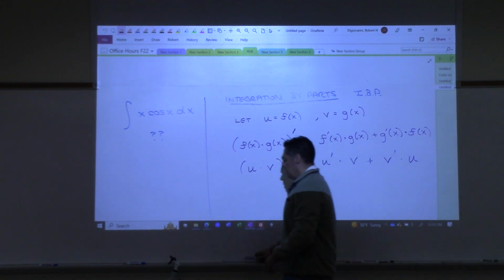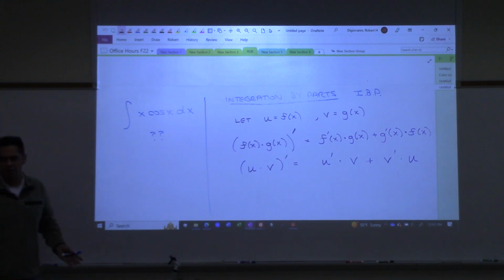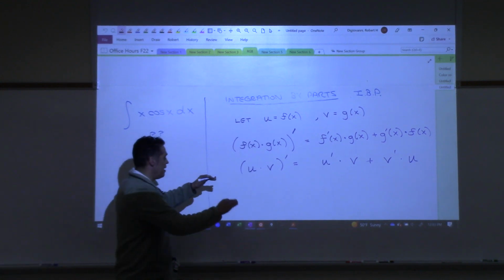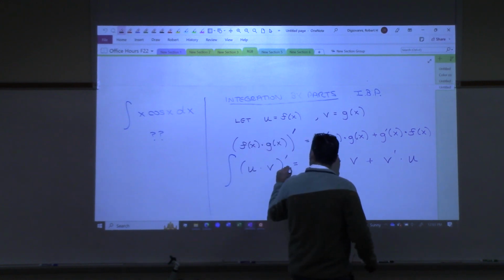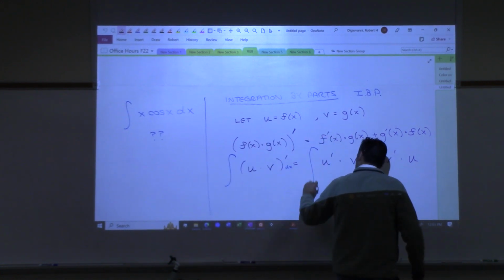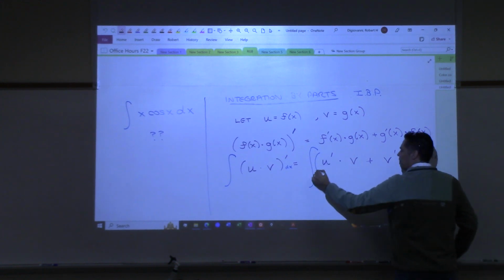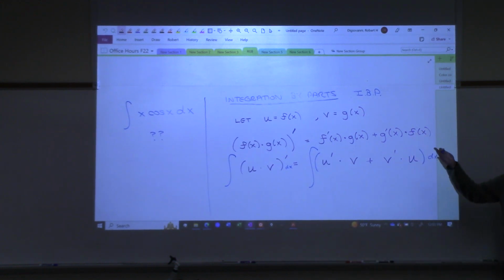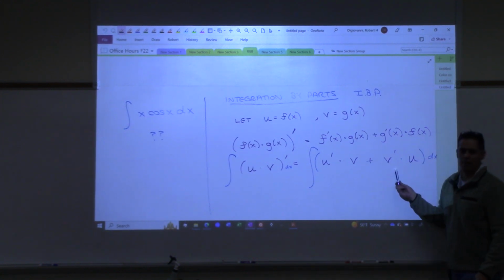Now I'm going to do something weird to this that you never would have thought to do in Cal 1 because you didn't know what an antiderivative was. I'm going to take, at this point, the antiderivative with respect to x on both sides of this equation. So I'm going to do the same thing to the left and to the right side of the equation. Take the antiderivative here, and take the antiderivative over here.